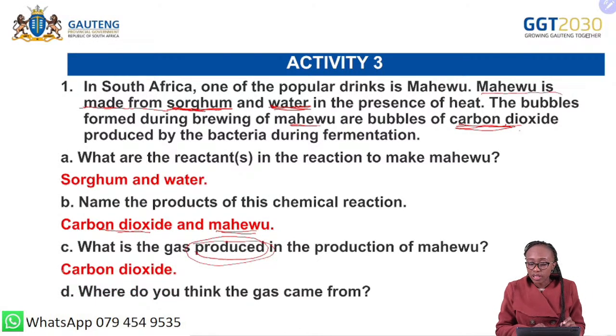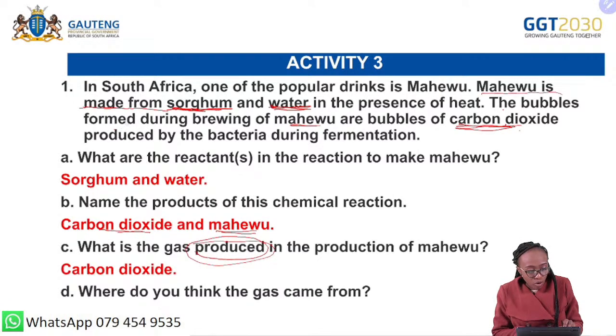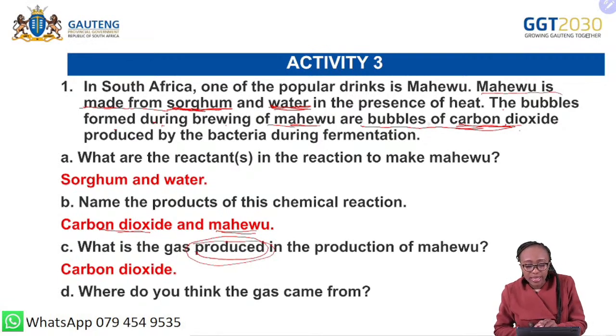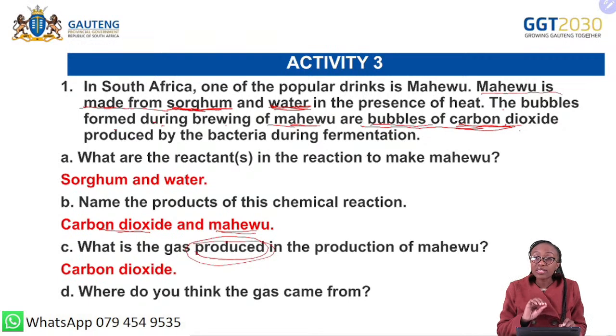Let's go back to the insert. The bubbles formed during brewing of maheu are bubbles of carbon dioxide. Remember, when we're learning about evidence of a chemical reaction having occurred, one is the production of a gas. It can be through bubbles or a smell. So in this case, it is bubbles. So that is how we know that carbon dioxide is the gas that is produced during the production of maheu.